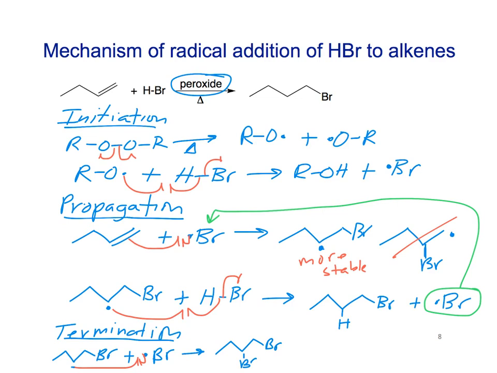We could again have bromine radical plus bromine radical gives us Br2, right? What else could we do? We could have two of these radicals combine together, right, to dimerize that piece. We could have an oxygen radical combine with this radical to make an ether, right? So there's a bunch of different choices.